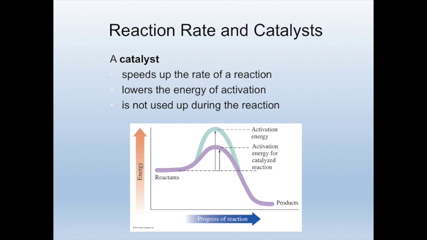Now, there are ways of reducing the activation energy required, and we use something called a catalyst to do this. This generally speeds up the rate of reaction by lowering the energy of activation, and catalysts are typically not used up during the reaction. So something like a platinum surface in a catalytic converter in a car will speed up the reaction of carbon monoxide to carbon dioxide, and also it will help react nitrogen molecules like nitric oxide or NO2 into harmless gases like nitrogen and oxygen again.